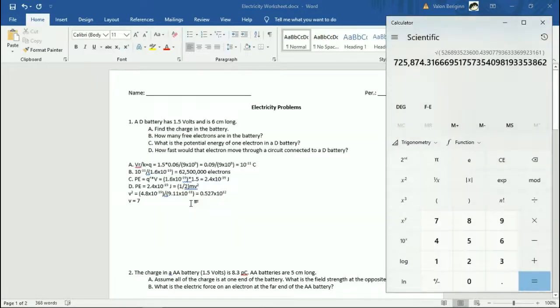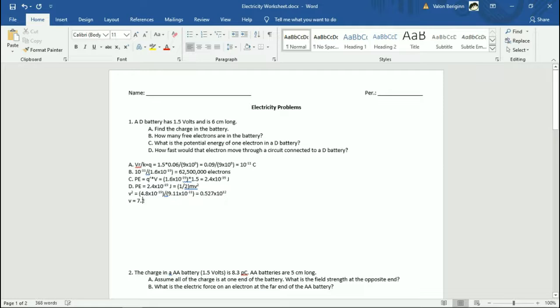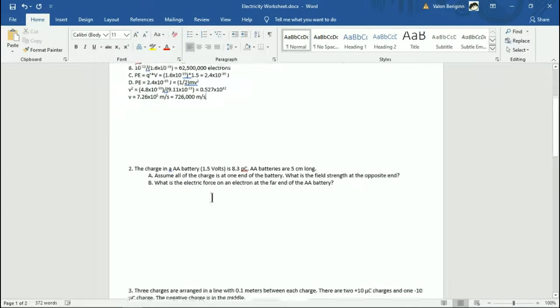Wait, what is it? 7 point something times 10 to the 5 meters per second, or 726,000 meters per second. Okay, there you go. There's your answer in that sense. So this is similar to a question that you dealt with before. I think it was in yesterday's homework for the voltage. Same kind of stuff dealing with that. Can you do an answer?